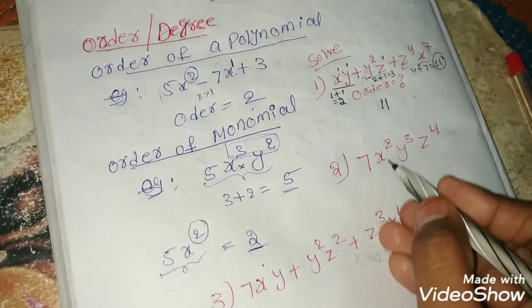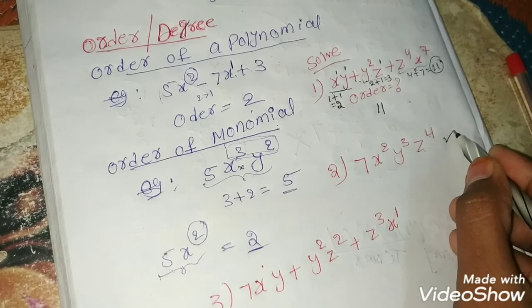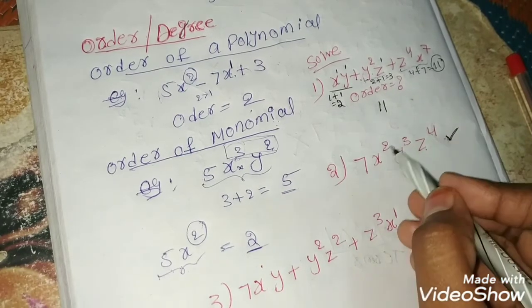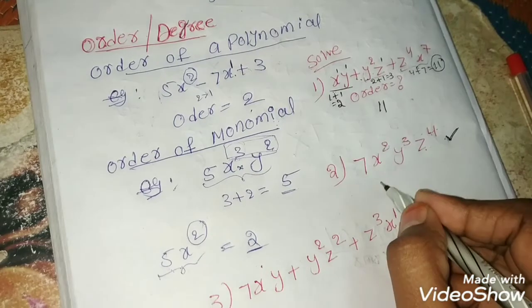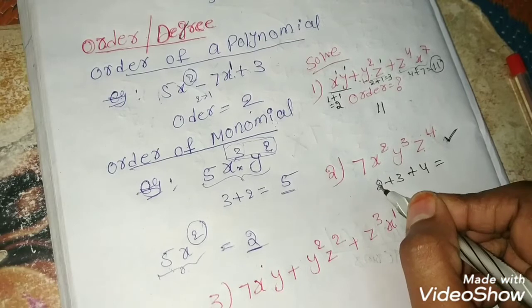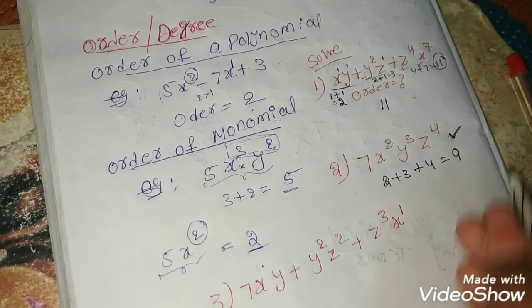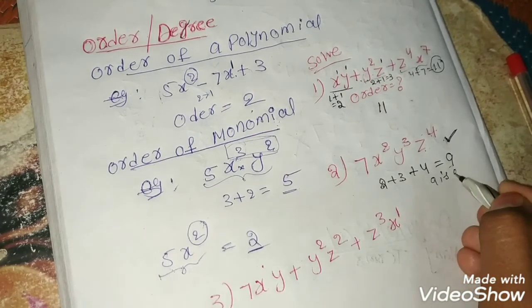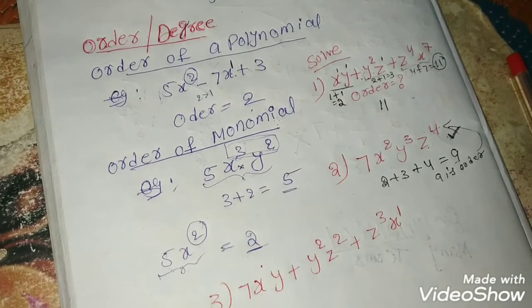And let's check here. 7x square y cube z power 4. See, this is a monomial. Now we have to add the powers. That is 2 plus 3 plus 4. 5, 6, 9. Understand? 9 is the order. 9 is the order of this monomial.